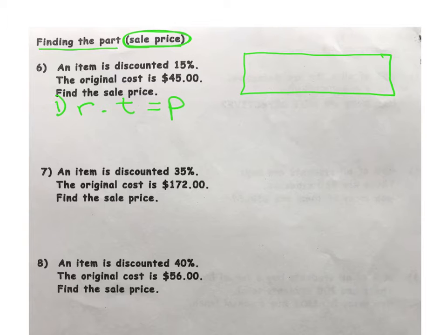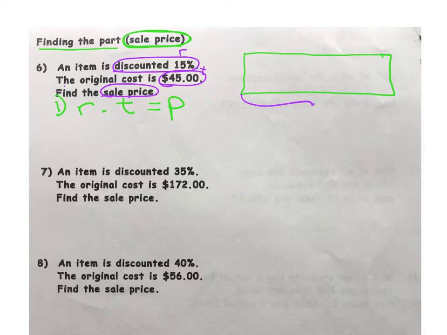Let's start with our very first problem. An item is discounted 15%. That's a rate. The original cost is $45. That's, of course, a total. Find the sale price.